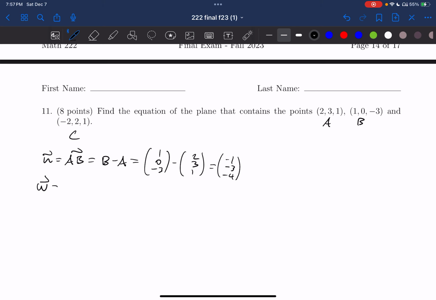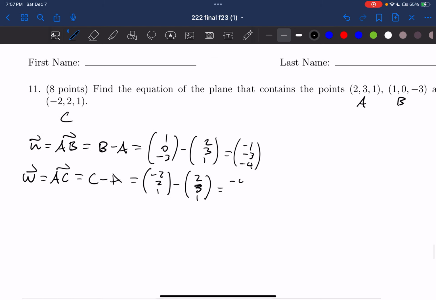And let's set W equal to AC, which would be equal to C minus A, which is equal to C, which is negative 2, 2, 1, minus 2, 3, 1, which would be equal to negative 2 minus 2 is going to be negative 4. Negative 2 minus 3 is going to be negative 1. Negative 1 minus 0.